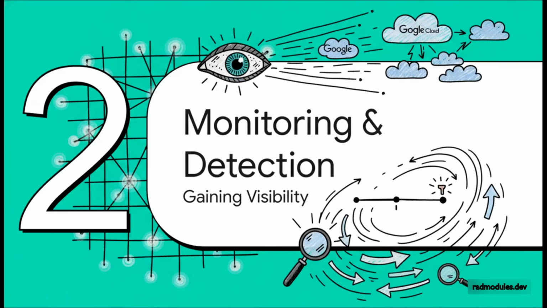Okay, so we've covered the proactive stuff, the walls and the gates. Now we're going to flip the coin and talk about the other side, how you can actually see what's happening in your environment and respond when things go south. This is all about visibility.